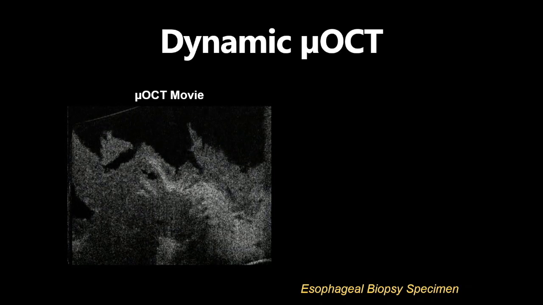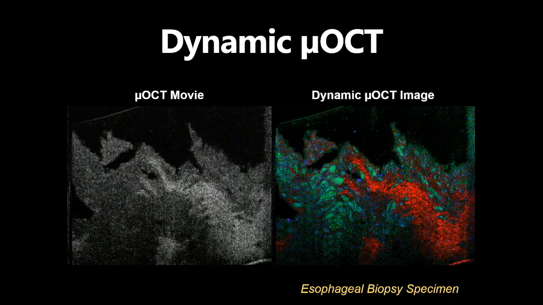And when you color code that, you can see all this new contrast that comes in. And that contrast is related to the metabolism of the cells. So blue is highly metabolically active, and red is sort of tissue that isn't metabolically active or dead.